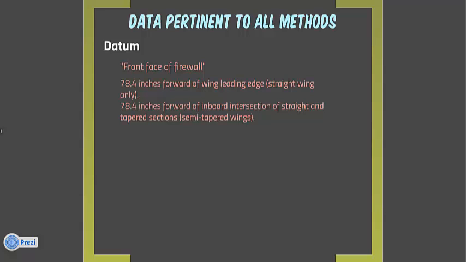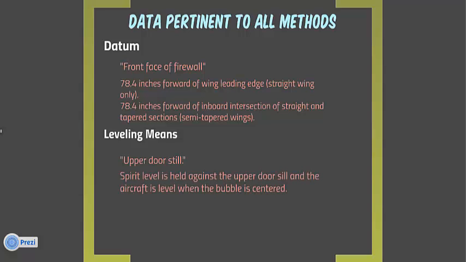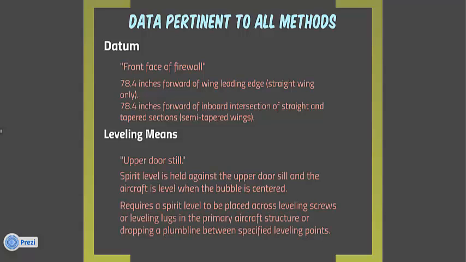Leveling means. A typical method is upper door seal. This means that a spirit level is held against the upper door seal, and the aircraft is level when the bubble is centered. Other methods require a spirit level to be placed across leveling screws or leveling lugs in the primary aircraft structure, or dropping a plumb line between specified leveling points.